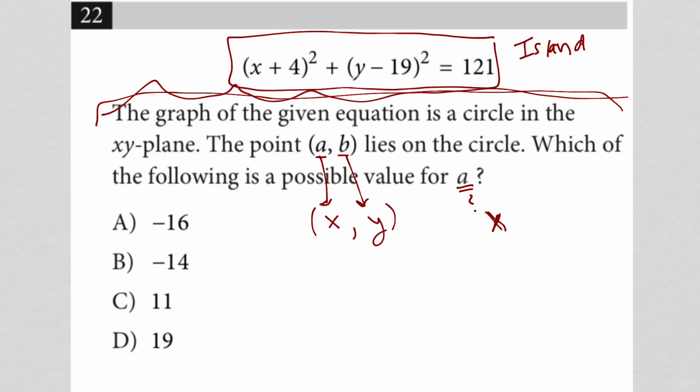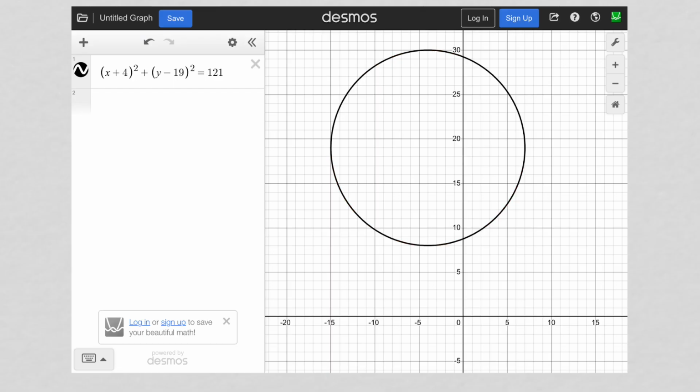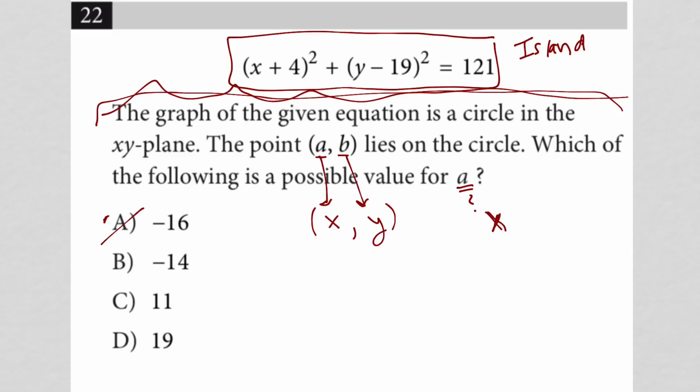All right. So is negative 16 a possible value of X for this circle? Let's check it out. When I go to the circle and I identify X as negative 16, which is right here, I can see that there isn't a point on the circle that has an X value of negative 16. So that causes me to say, nope, for A, cross that out.